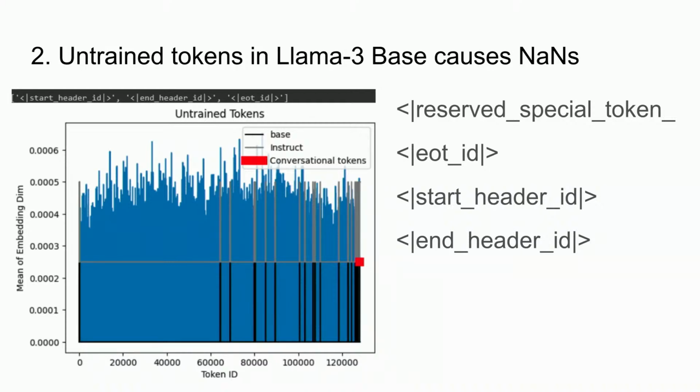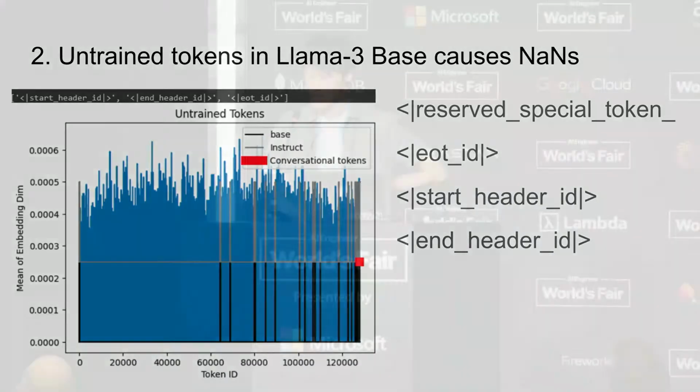These tokens include the reserved special tokens from 0 to 250, the end of turn token, the start header, and the end of header. The graph I showed shows you the mean of the embeddings versus the other tokens, and some of them actually are 0.